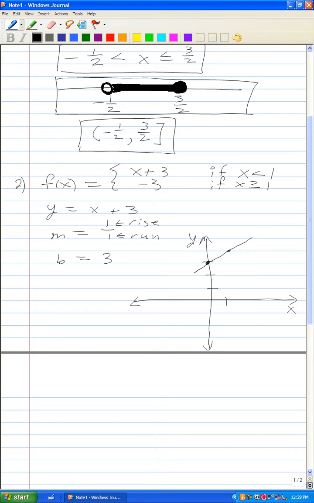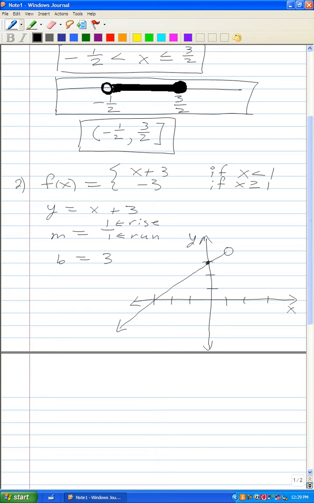And so the graph of y equaling, so that's 1, 2, 3, 2, 3. So that is what the graph here of y equal x plus 3. Well, but I only want y equal to x plus 3 if x is less than 1. And so I'll erase that portion. So this is only true for x being less than 1.